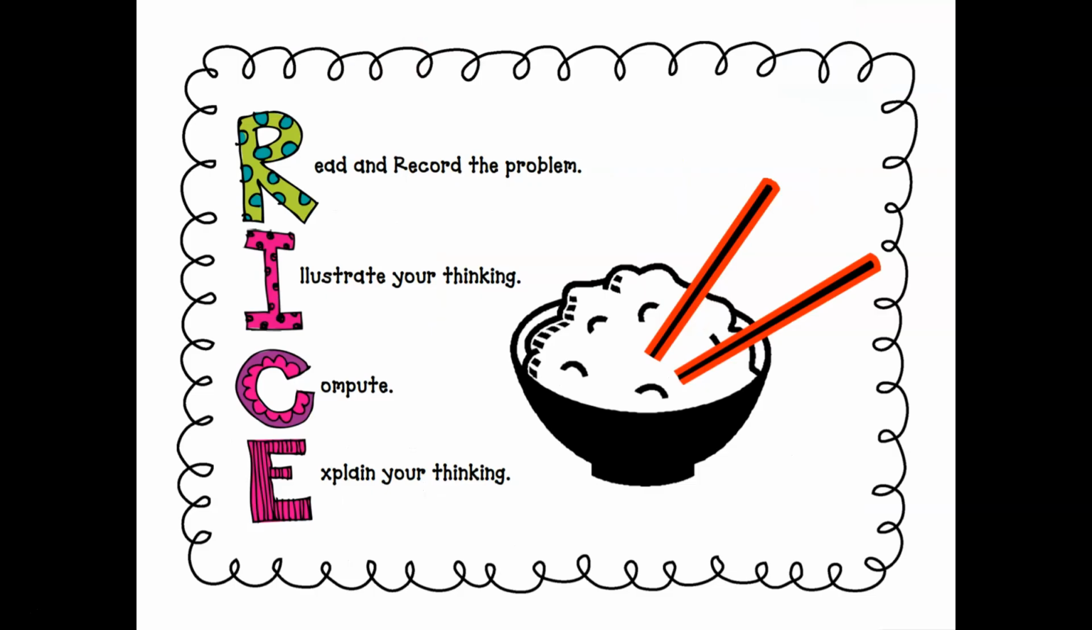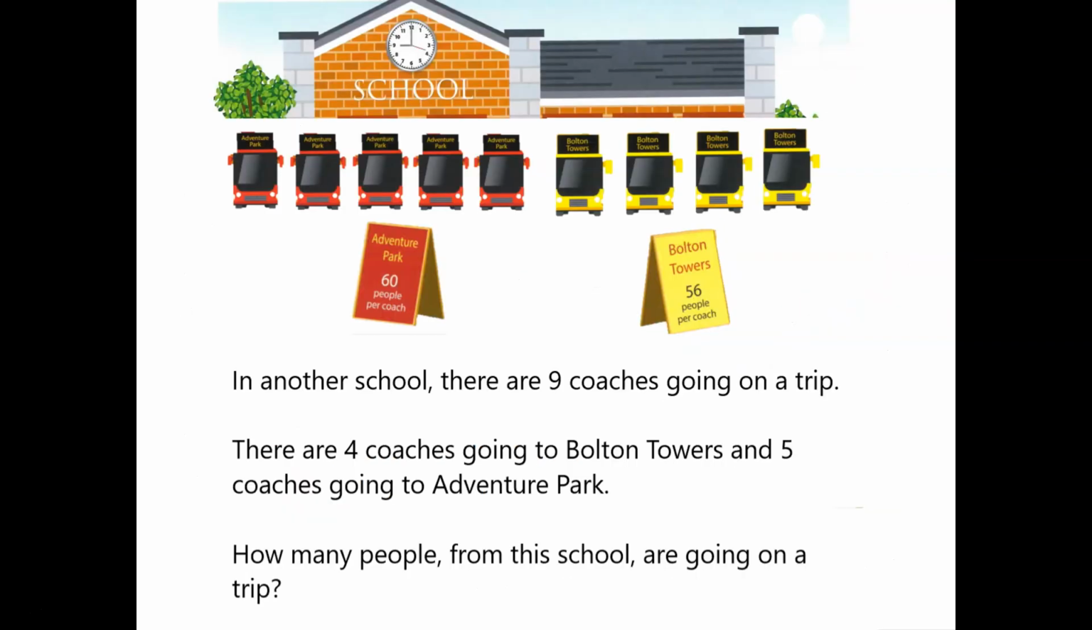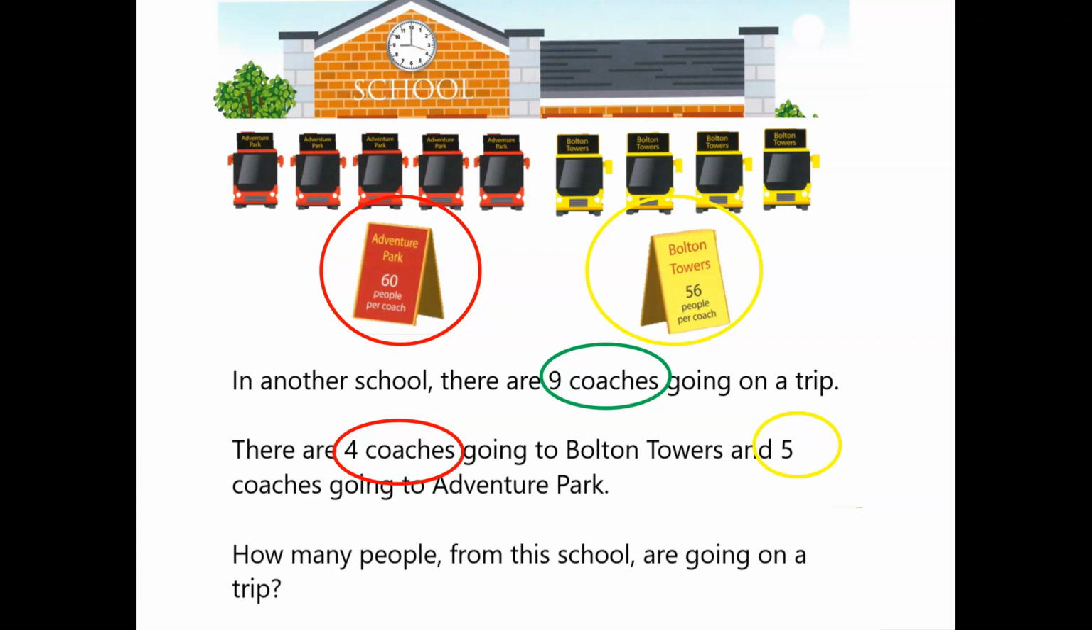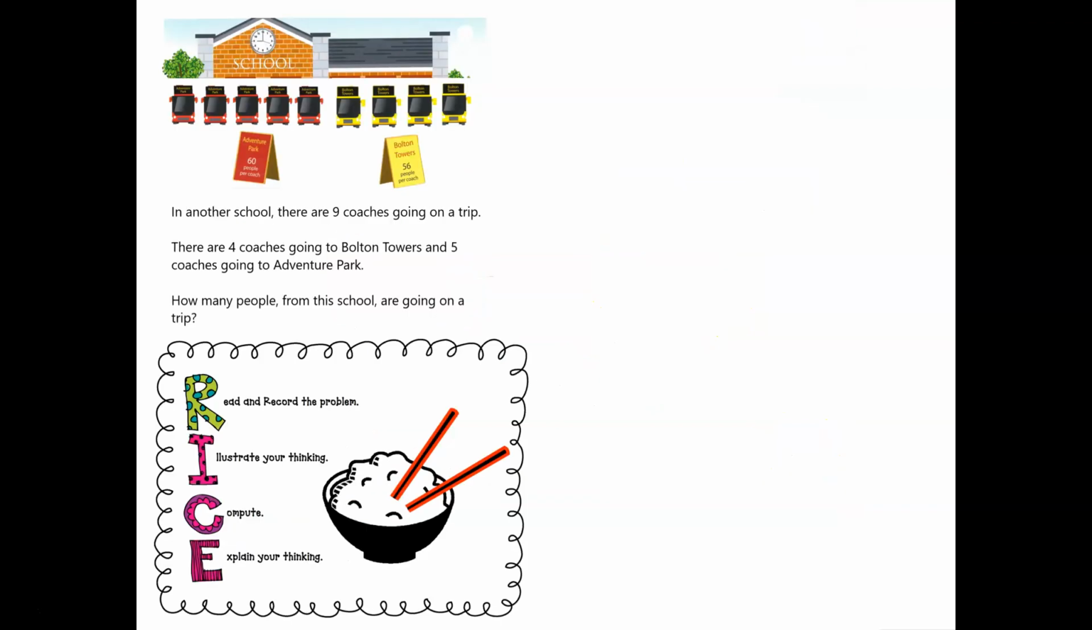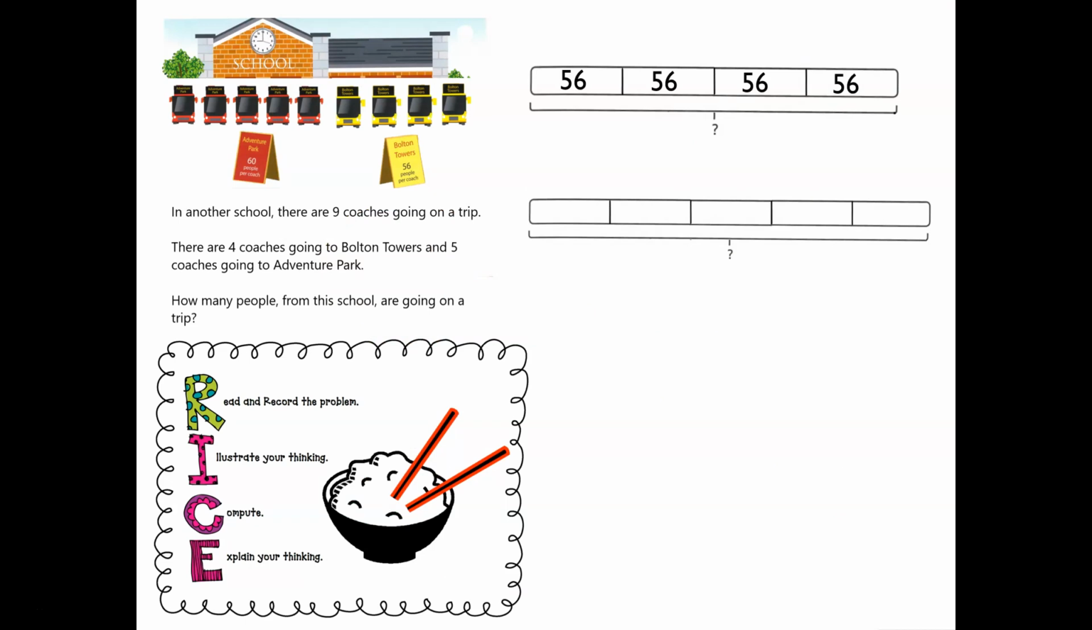Okay, read and record the problem, illustrate, compute and explain. Well, reading the problem, there are 9 coaches. 4 of them are going to the Adventure Park and 60 people fit on each coach. 5 coaches are going to Bolton Towers and 56 people fit on each coach. How many people altogether are going on the trip? Now it's time to illustrate. We can see that there are 4 coaches with 56 people and we can see that there are 5 coaches with 60 people. So we have 2 calculations.